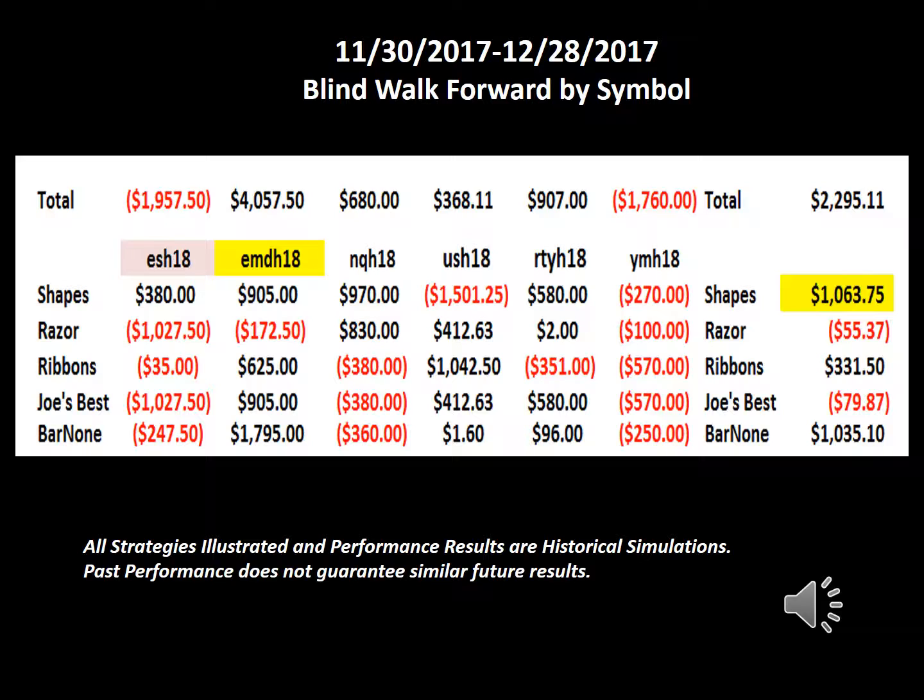So the pink shows that that is the worst one that you would have done. The second worst one is close to the far right there. That's the Mini Dow. Mini Dow, all the systems lost money. Some of them didn't lose much, like Razor lost $100, but they did lose money.